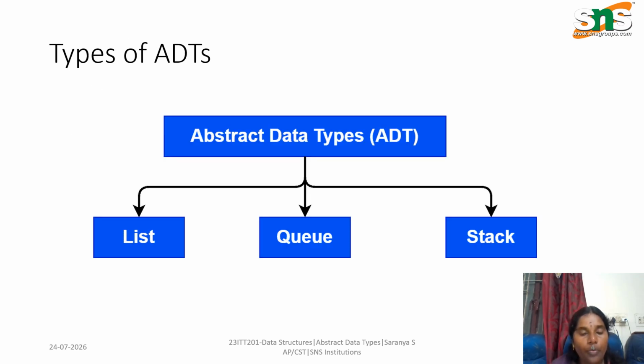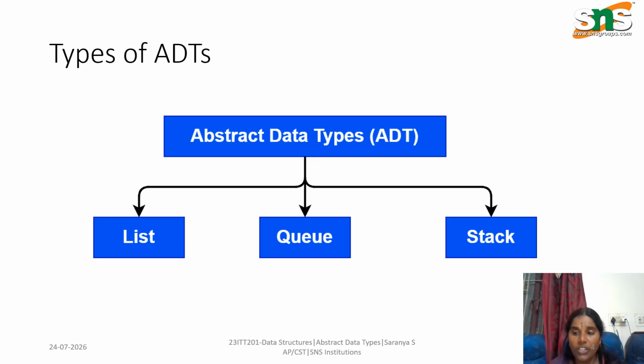And then the types of abstract data types. These are the three types: the first is list, the second is queue, and the third is stack. The list ADT is a linear data structure stored in a non-contiguous manner. The list is made up of a series of connected nodes that are randomly stored in memory.